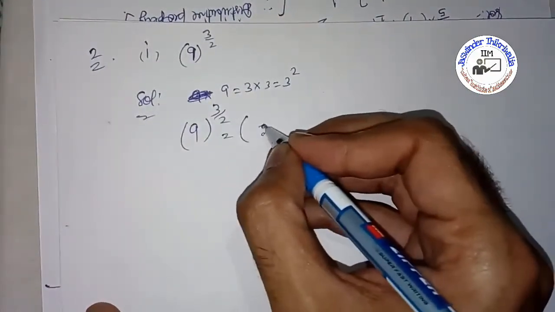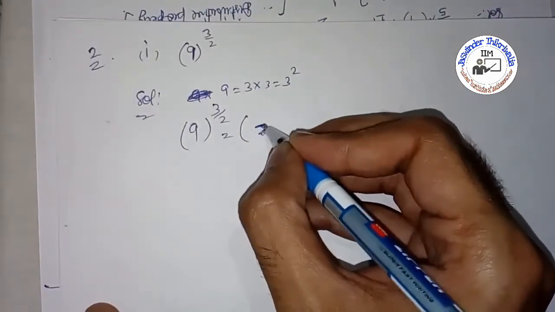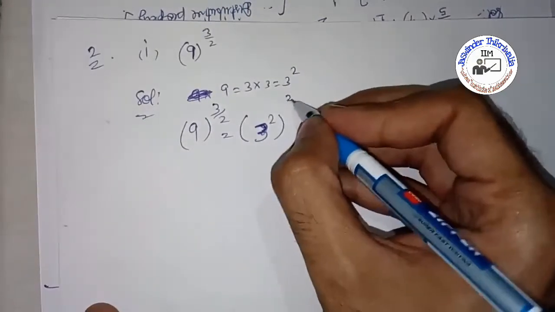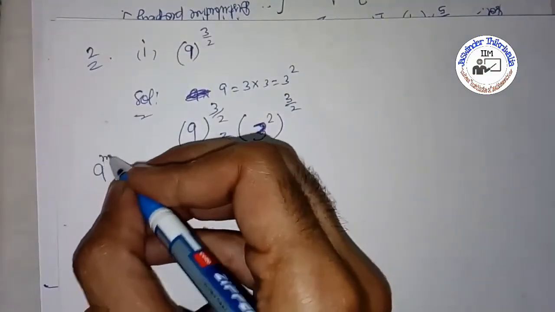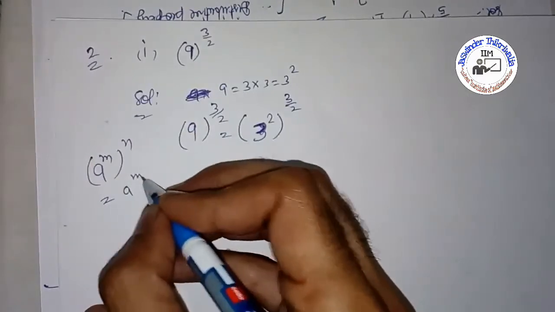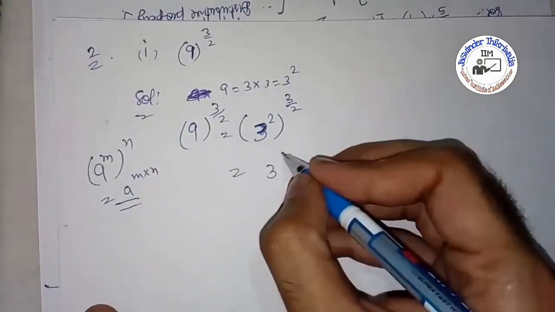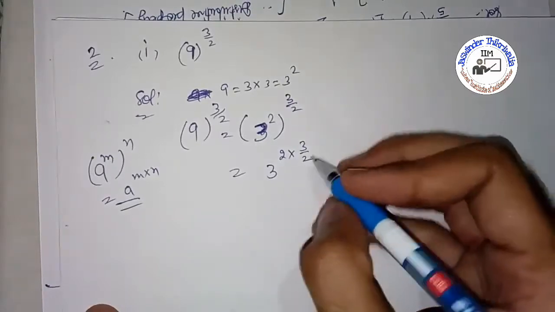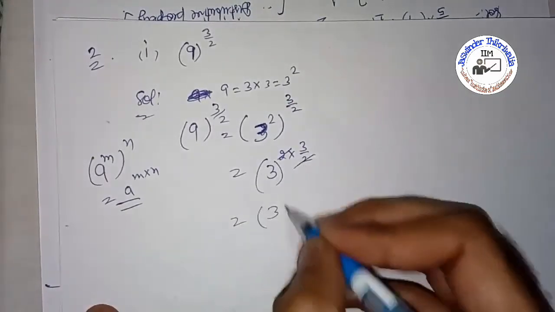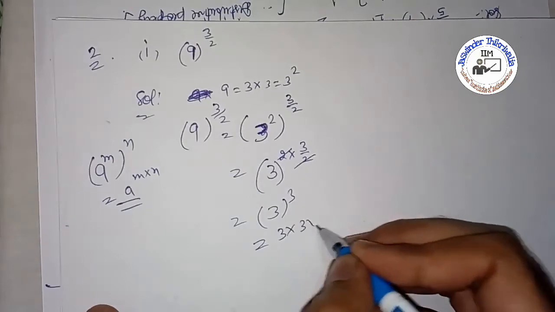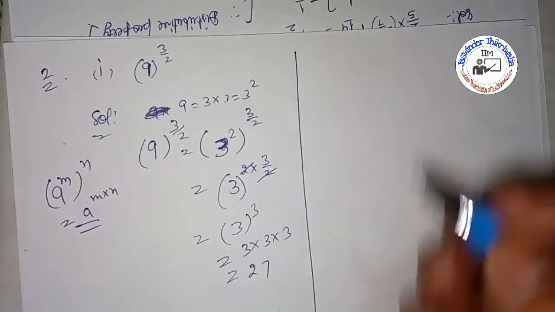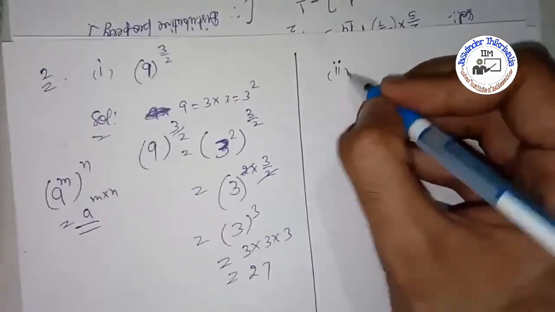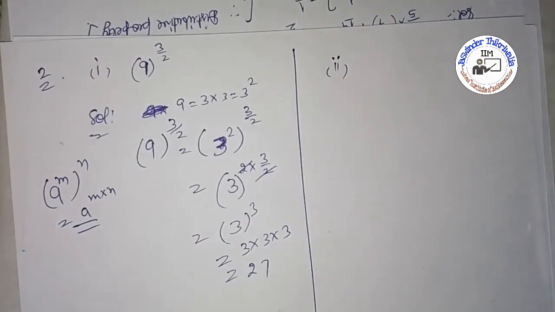You can write 3 to the power 2, and again it's power 3 by 2. So it is power on power. You have studied the law: if there is power on power, then we will take the product of the powers. So here 3 to the power 2 into 3 by 2. The 2 cancels with the 2, and it will be 3 to the power 3. 3 to the power 3 means 3 into 3 into 3, which is 27. What answer did you get? 27. So it's the first part done. The second part is also quite simple. Beta, all these parts are for you people only. Okay, you can solve them yourself.